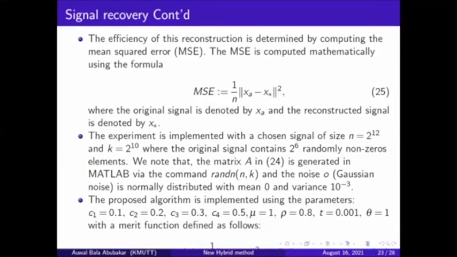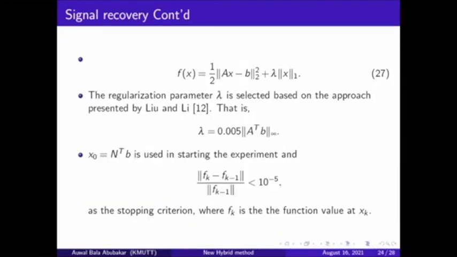We implement the experiment choosing the size of the signal n to be 2 raised to the power of 12 and k to be 2 raised to the power of 10. The proposed algorithm is implemented using these parameters: C1 equals 0.1, C2 equals 0.2, C3 equals 0.3, C4 equals 0.5, rho equals 0.8, T equals 0.001, and theta equals 1. And for the other algorithms compared with, we choose the parameters as in their respective papers.